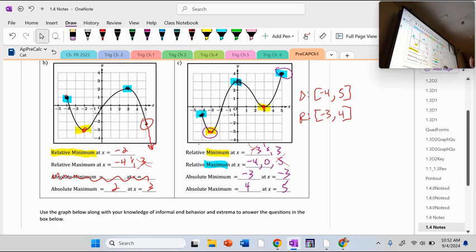And then labeling the absolutes. I have an absolute minimum of -3 at -3, and an absolute maximum of 4 at 5. Right? And that's how that shakes out.